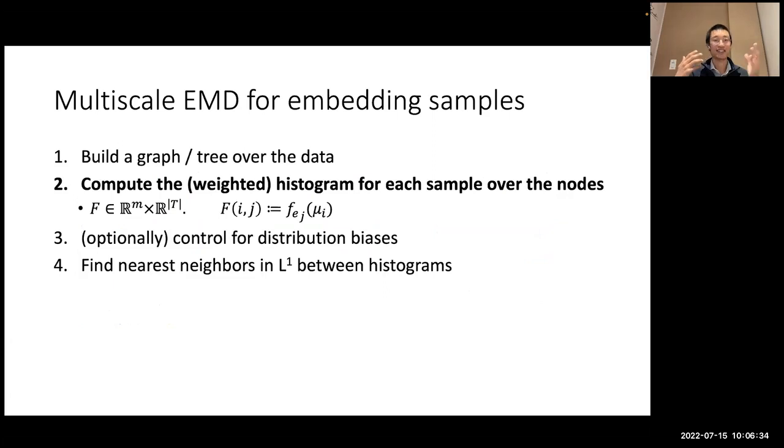And so we're going to do this using 4 steps. So either we're going to build a graph or a tree. In this case, a tree, but you could also consider a graph over the data. And then you could look at the weighted histograms for each sample over the nodes, either the nodes of the tree or the nodes of the graph, and you're looking for the weighted histogram differences over these. And then I'm going to talk about this step 3. So what's interesting is you can control for some biases, and then you can find the neighbors in L1 between the histograms.